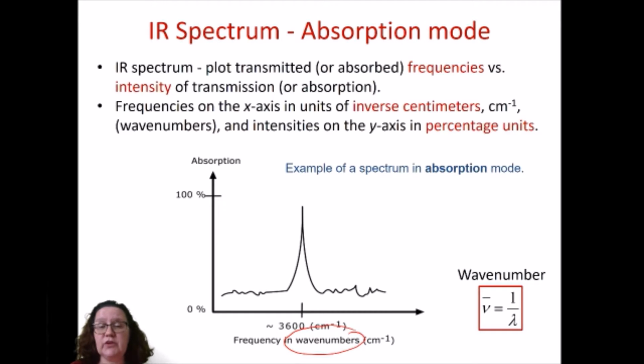And the reason why the x-axis is giving wave numbers is because it makes the units nicer to work with. You will see that we are working with units that range between 4,000 and 400, give or take, inverse centimeters. In the y-axis here, we are representing absorption. And as you see, the band that appears here rises upward because it represents the amount of infrared radiation that has been absorbed by that particular bond.